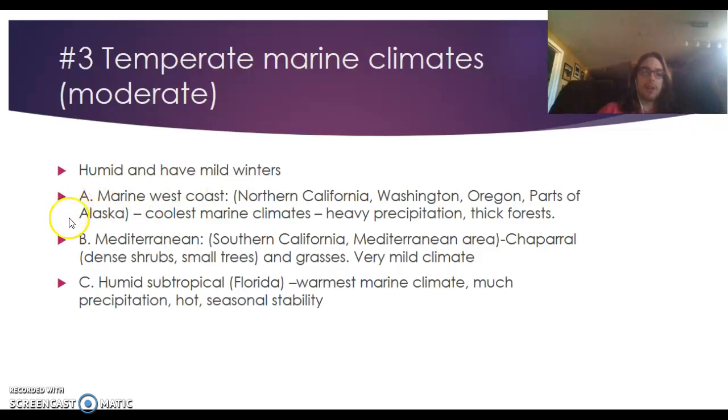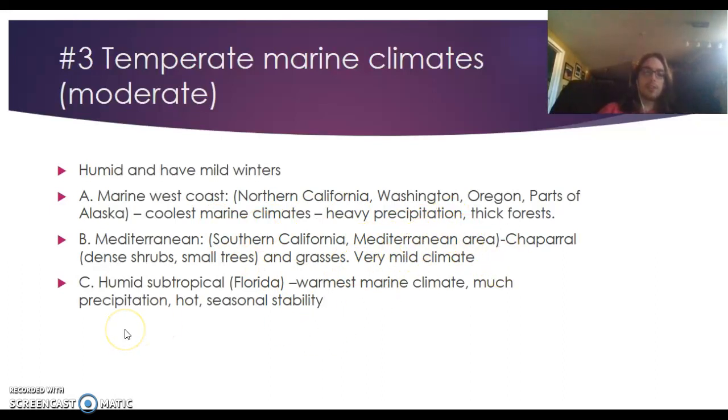Then we have the Mediterranean climates. These are super mild. They're in Southern California a little bit, and then just that whole Mediterranean area. So like Greece, parts of Italy, I think even parts of France. So those areas are going to be Mediterranean, and they're classified with their vegetation by chaparral, which are dense shrubs and small trees and grasses, and they have a very, very mild climate.